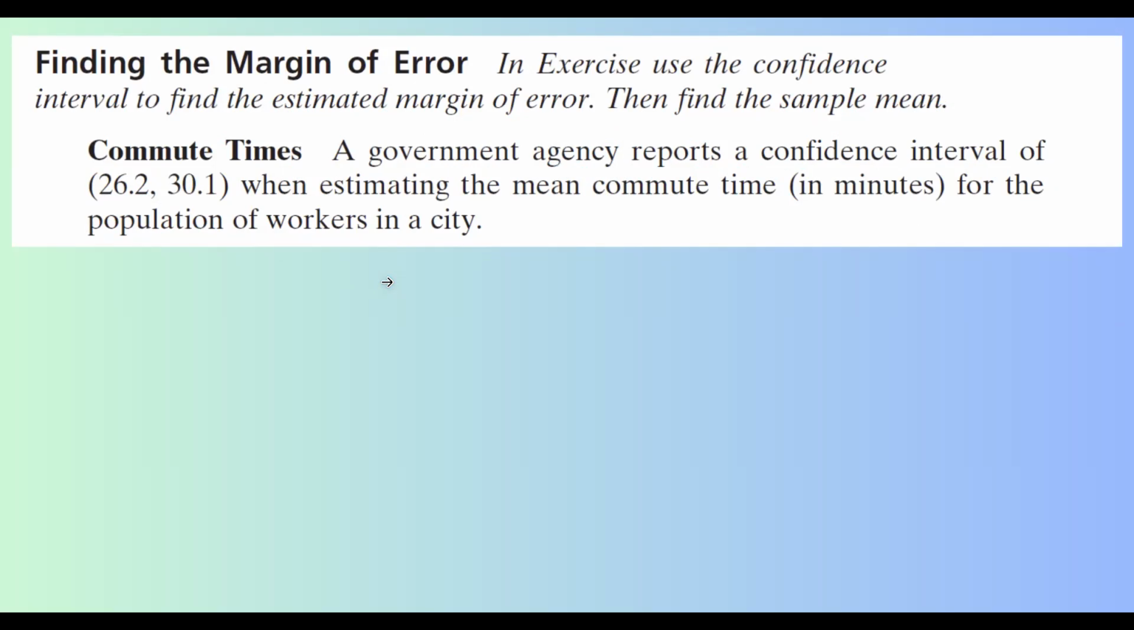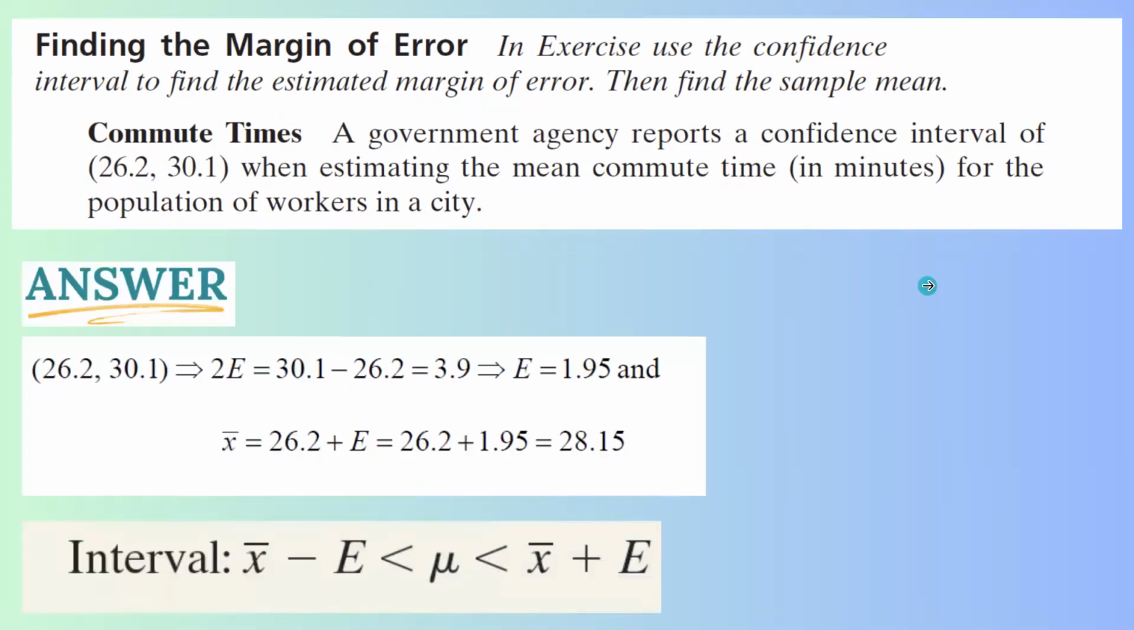So they don't have a specific value. They only gave us the lower bound and upper bound of the interval. What is the error and what is the sample mean? Let's take a look at the solution.